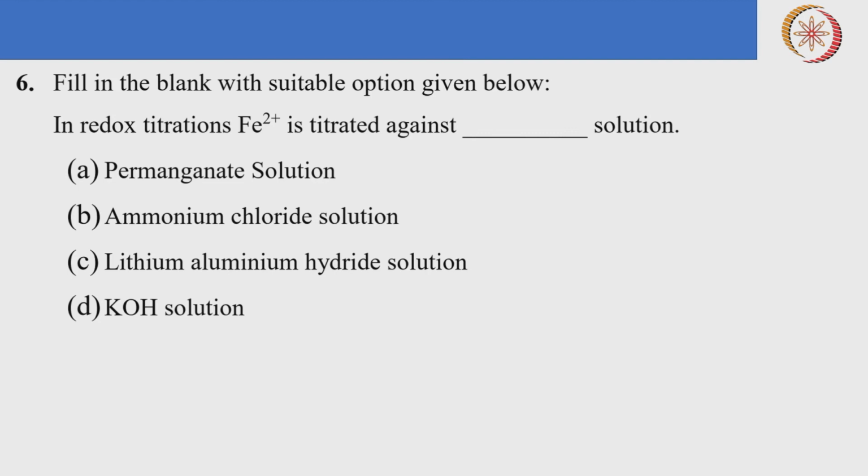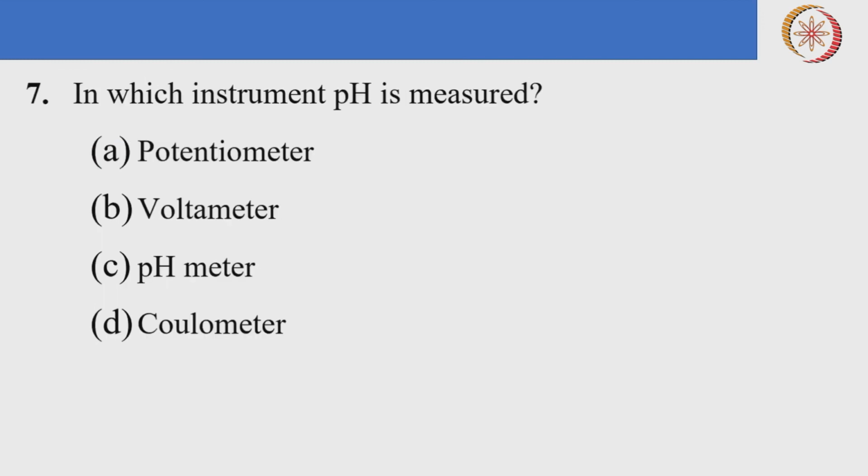Fill in the blank with the suitable option given below. In redox titration, Fe2+ is titrated against dash solution. The options are: permanganate solution, ammonium chloride solution, lithium aluminum hydride solution, KOH solution. Ranveer has written A, that is correct. So KMnO4 solution. Basically what happens is, in KMnO4 permanganate, MnO4- is there, so it will oxidize Fe2+ to Fe3+. So this reaction used to happen.